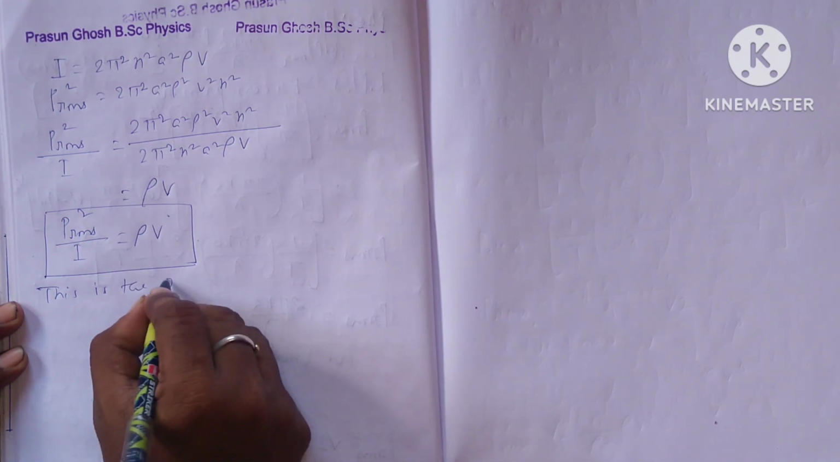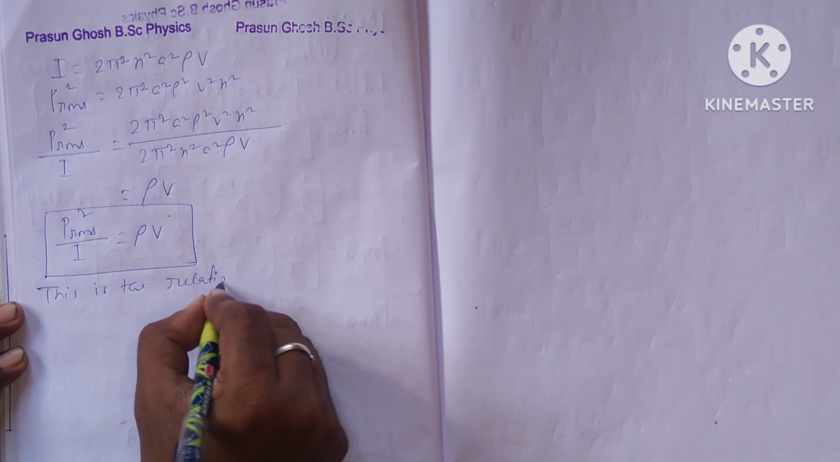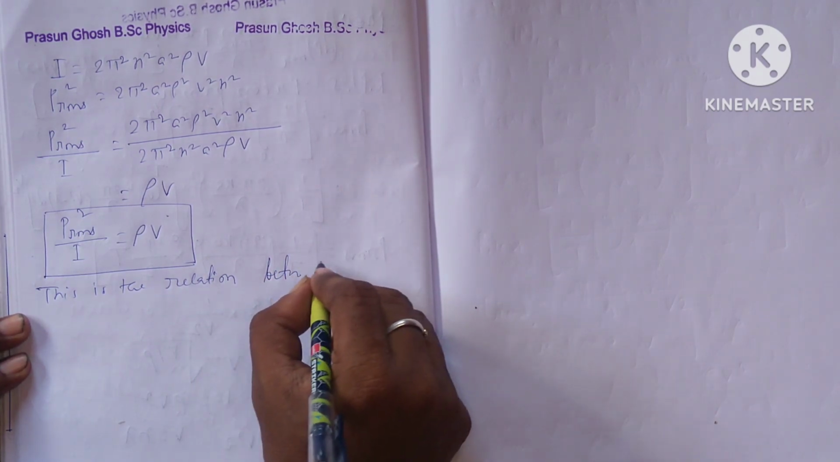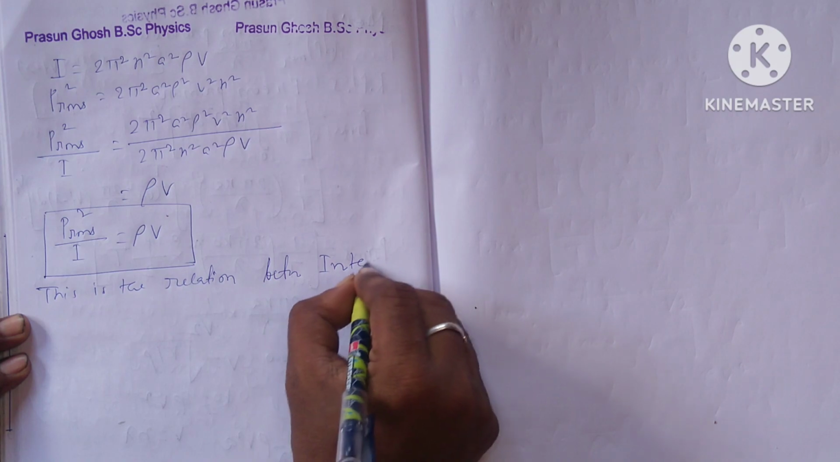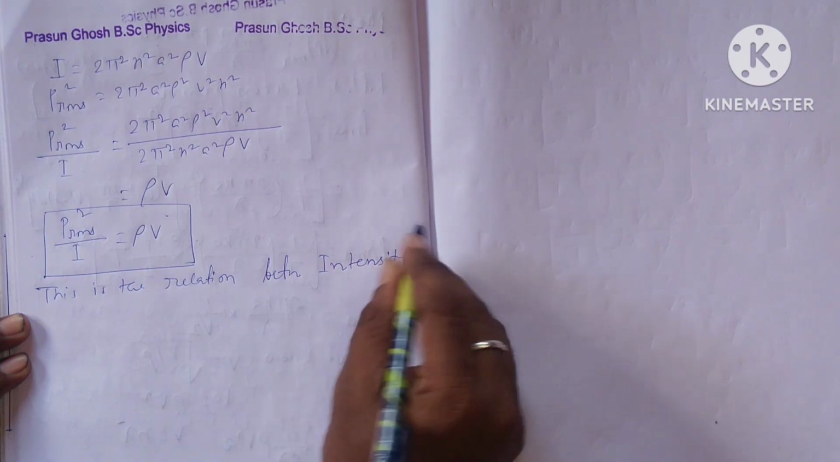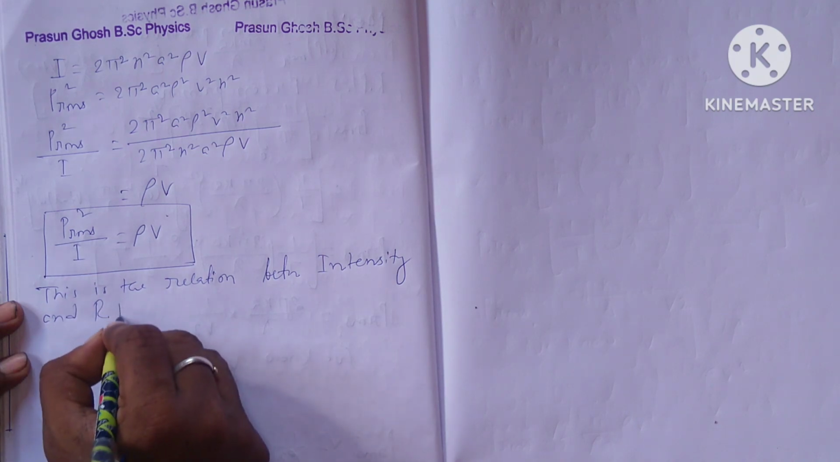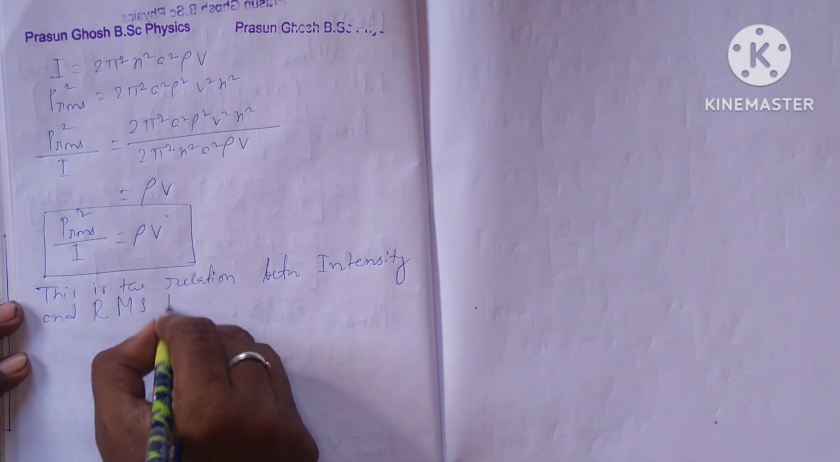This is the relation between intensity and RMS excess pressure.